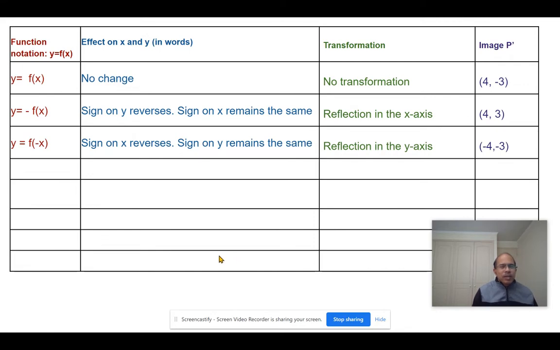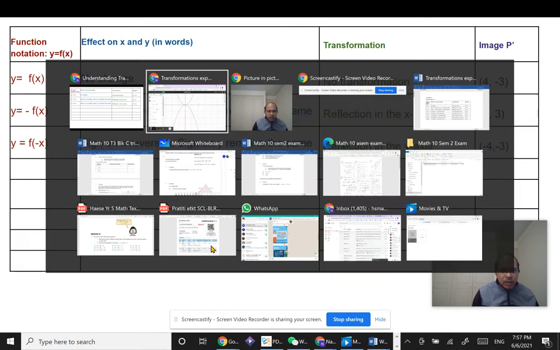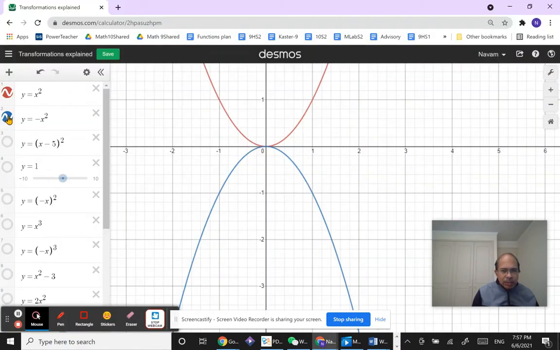If y equals f of minus x, this means the sign on x reverses, as is obvious here. But the sign on y remains the same. How do we know that? Because on the outside of the function there is no change of sign. Let's look at an actual function to see this happen.